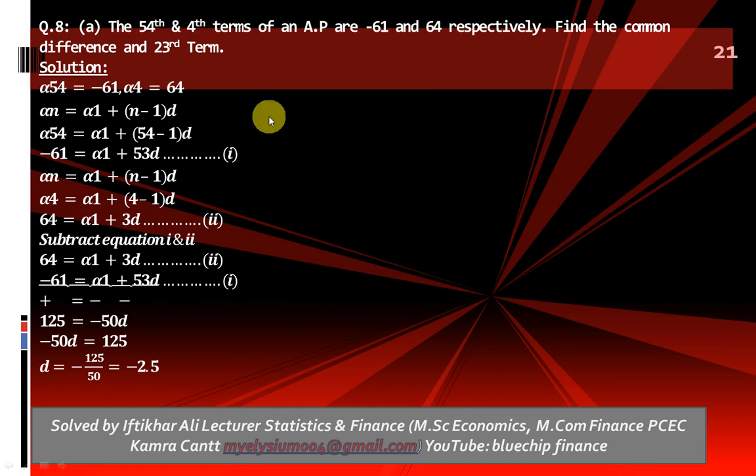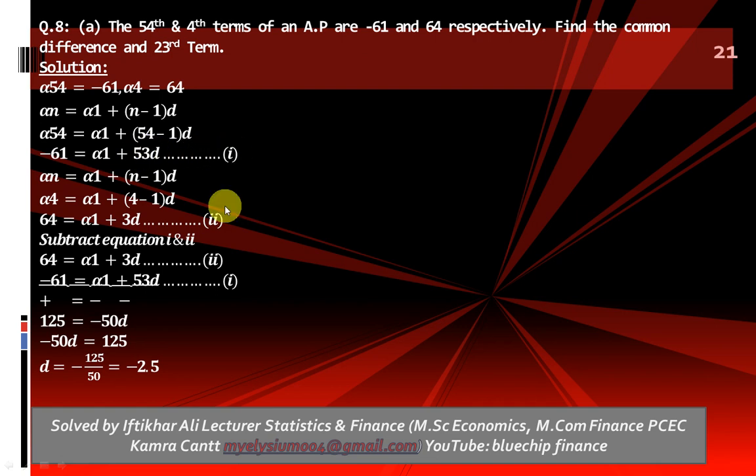So first of all, we will apply the formula a_n equals a_1 plus (n minus 1) multiplied by d. So for a_54, the 54th term is equal to a_1 plus (54 minus 1)d, and the 54th term is minus 61. So just put the minus 61 here. a_1 we don't know. So plus 54 minus 1, 53d. So that is your first equation.